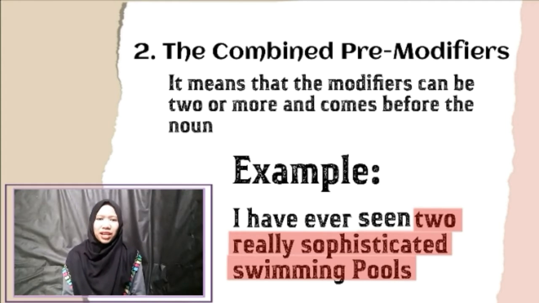Number 2, the combined pre-modifier. It means that the modifier can be 2 or more and comes before the noun. Example, I have ever seen 2 really sophisticated swimming pools. 2 really sophisticated swimming pools is the noun phrase. This phrase consists of 4 modifiers and 1 head. The modifiers are adjective 2, adverb really, past participle sophisticated, and gerund swimming. And then the noun is pools.